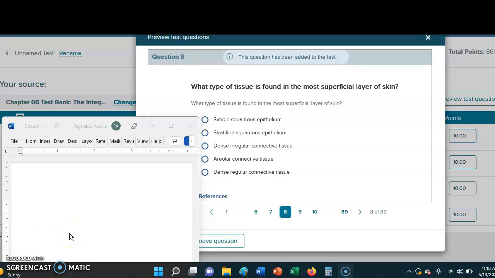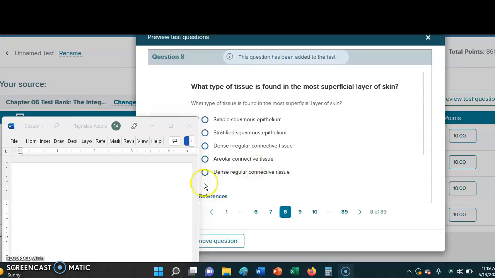Okay, next question. What type of tissue is found in the most superficial layer of the skin? And we have dense irregular, that's connective tissue. Okay, let's continue. So in the most superficial layer of the skin, that's going to be epithelial tissue, right? So we have dense irregular, dense regular, that's going to be connective. So those are not the answers.